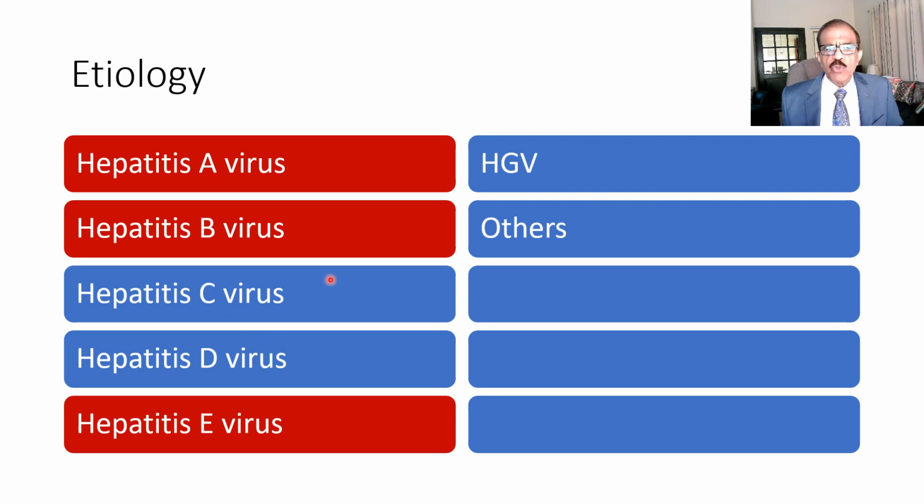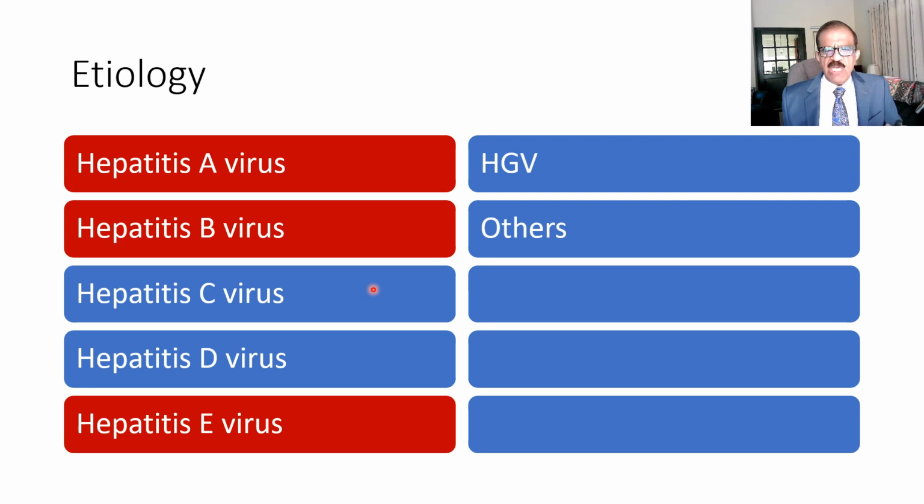This hepatitis C virus usually causes chronic disease, but cases are on record when it can cause acute hepatitis also, particularly if exposure is documented. You know, somebody has been exposed to hepatitis C virus, and then we follow it up, and then we can identify acute viral hepatitis with hepatitis C virus also.